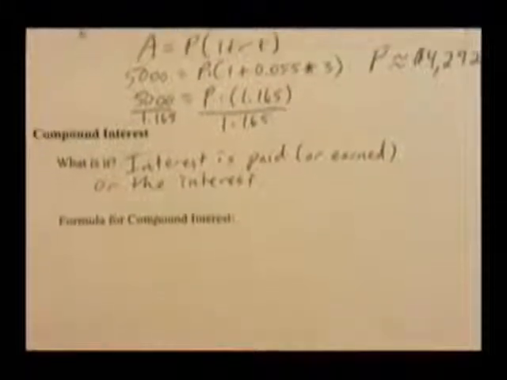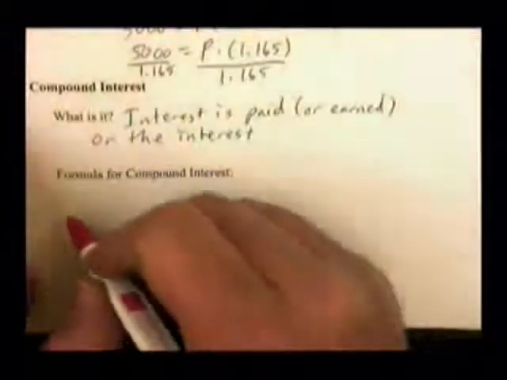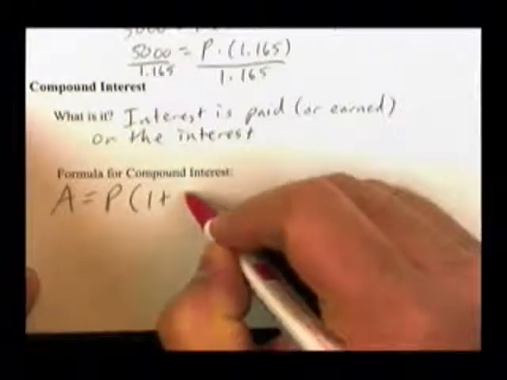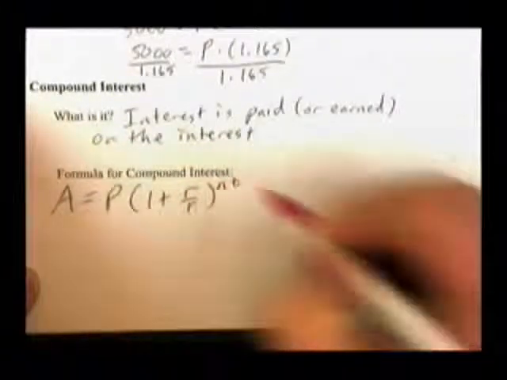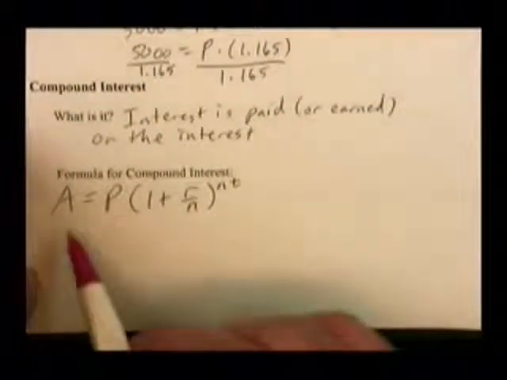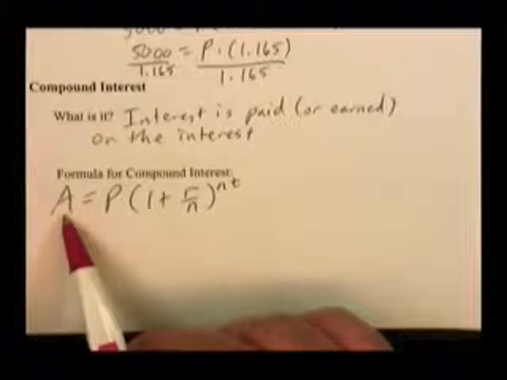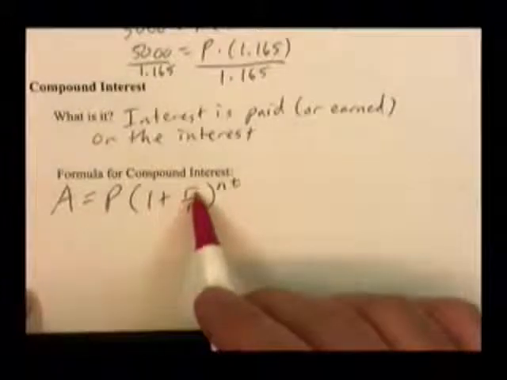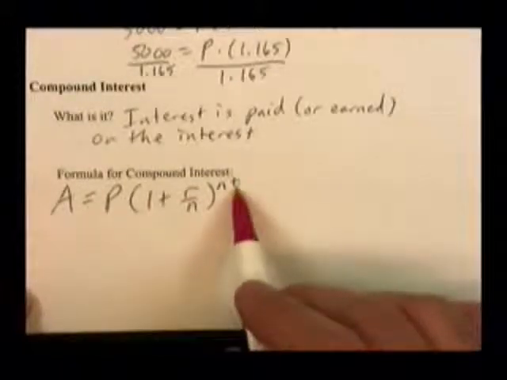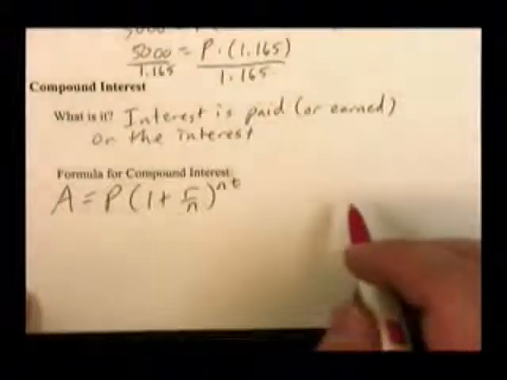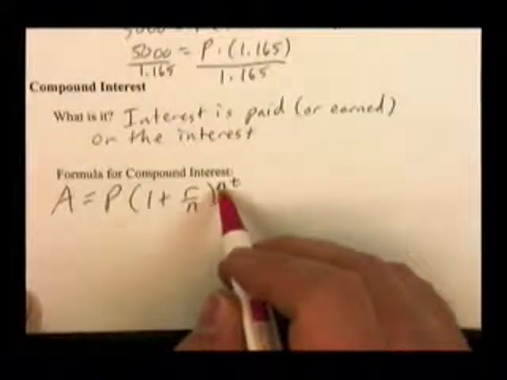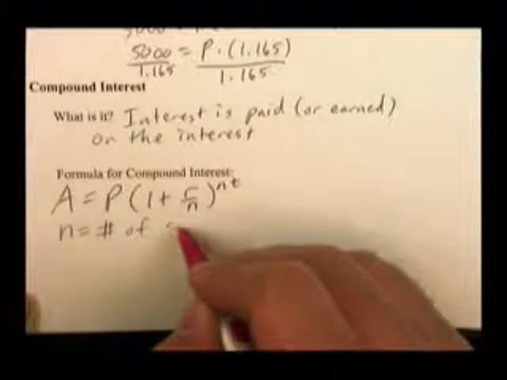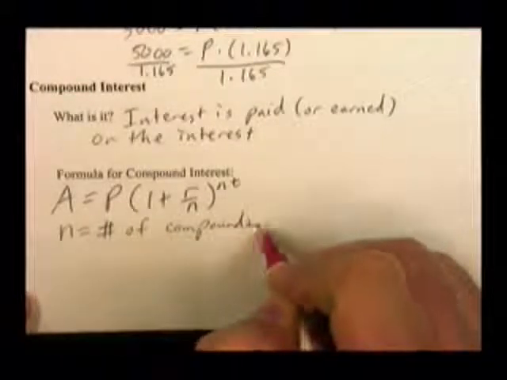So the formula for compound interest is this. It's A equals P times (1 plus R over N) raised to the NT. All of these variables are the same as what we had up above. The A is still the amount at the end. The P is still the principal, or the amount at the beginning. The R is still your interest rate in decimal form. The T is still your time in years, but you have one new term in here, the N. And the N is going to be your number of compoundings per year.